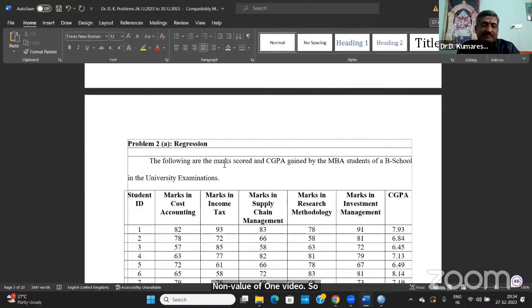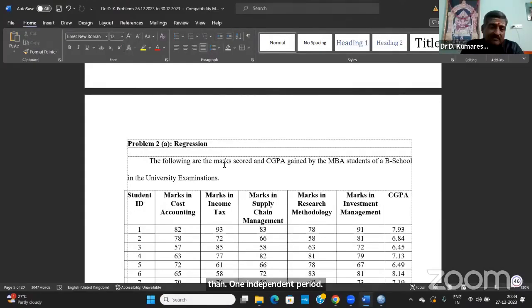In the case of correlation, the variables are interdependent. Here, once again, dependent and independent variables. In the case of simple regression, there is only one dependent variable and one independent variable. In the case of multiple regression, there may be more than one independent variable.